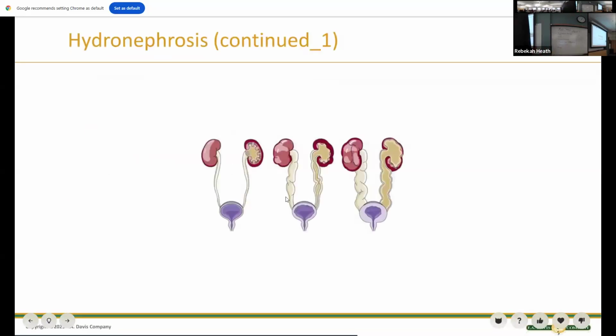This picture is kind of interesting because it shows kind of normal. We have a normal kidney, ureter, bladder. Here, you've got where it's kind of starting to get swollen. And here you've got some pretty massive hydroureter and hydronephrosis.